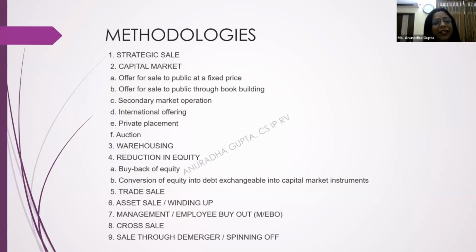And then we have the capital market methodology, where there are broadly 5 methods: offer for sale to public at a fixed price, offer for sale to public through book building, secondary market operation, international offering, then private placement. Then we have the auction method. Then we have warehousing. We will have a quick glimpse in the coming slides. Warehousing is one method, then reduction in equity, buyback or conversion, then trade sale, asset sale, management employee buyout, cross sale, or sale through demerger or spinning off. So these are the different methods that are being used worldwide for doing the disinvestment.